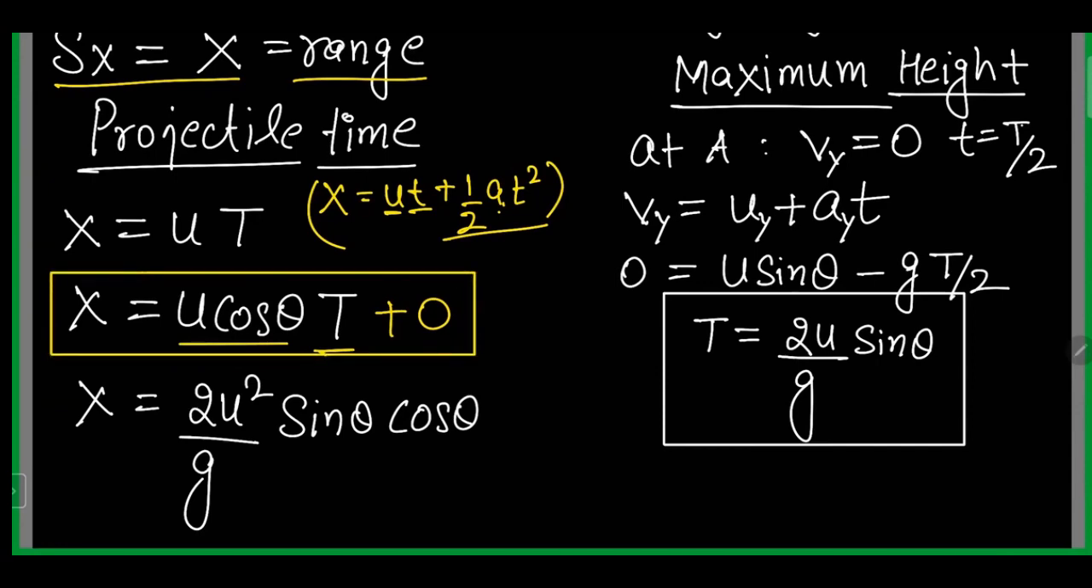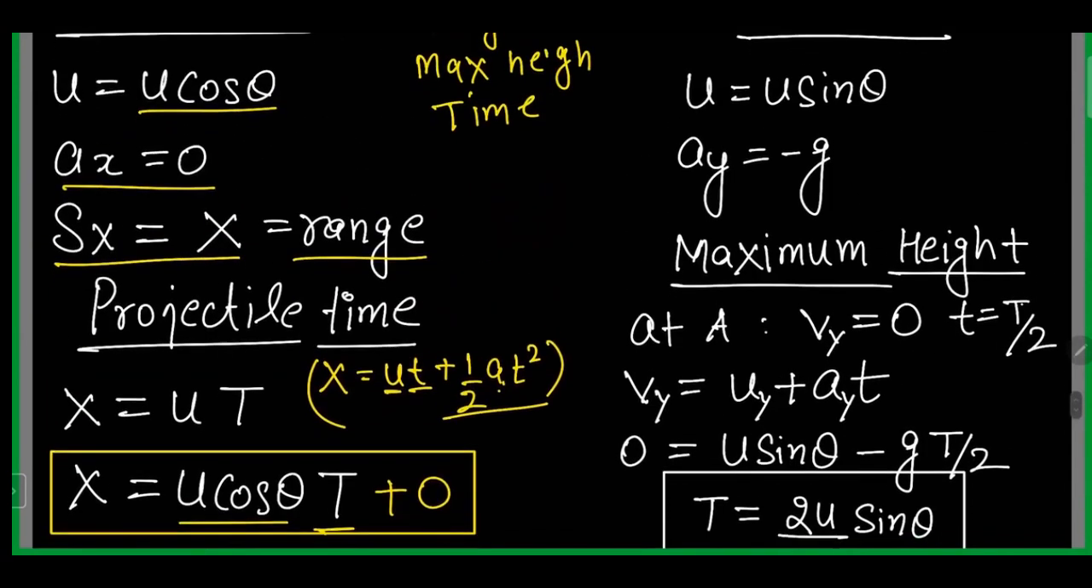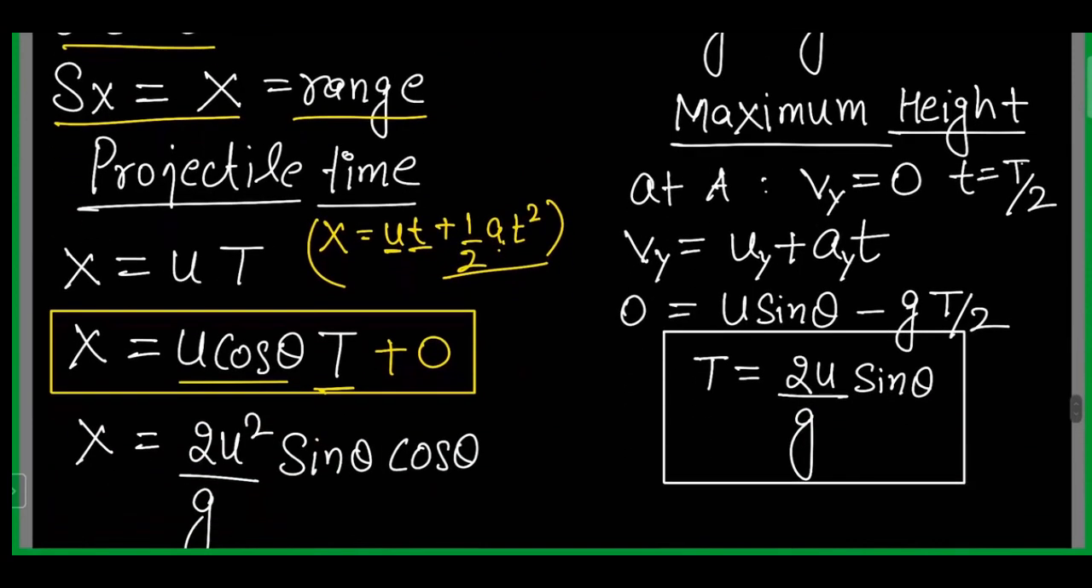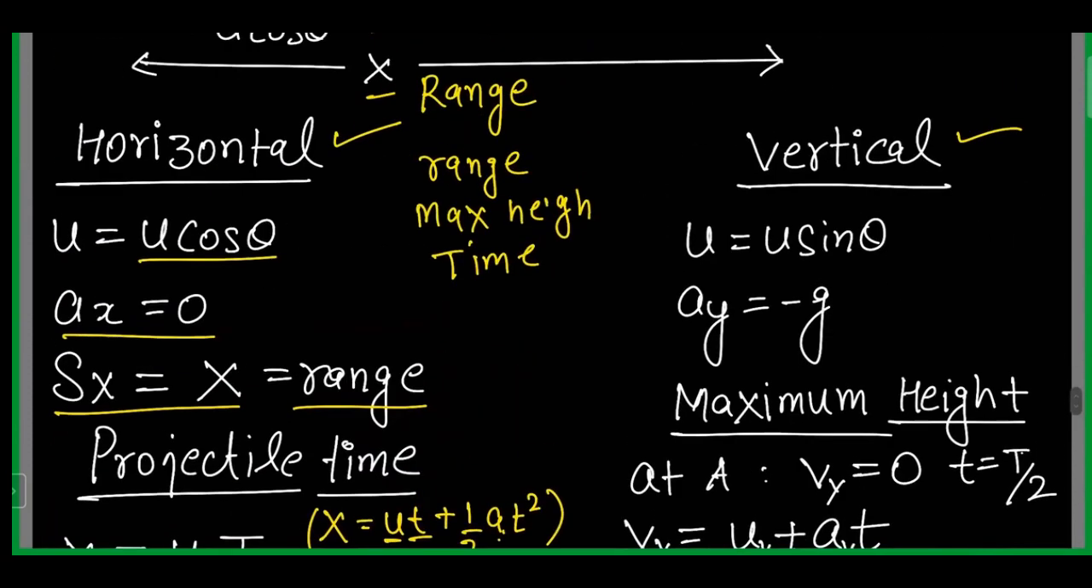Now, let's study the equation along y. Because in this equation, you clearly know I don't know x, I don't know t. These are both things I want to find. How can I find this? Now let's see the equations along y. Initial velocity along y is u sin theta. We already saw this. Acceleration along y is minus g, the acceleration due to gravity. And why minus? Because gravity always acts in the downward direction. So it is minus g.